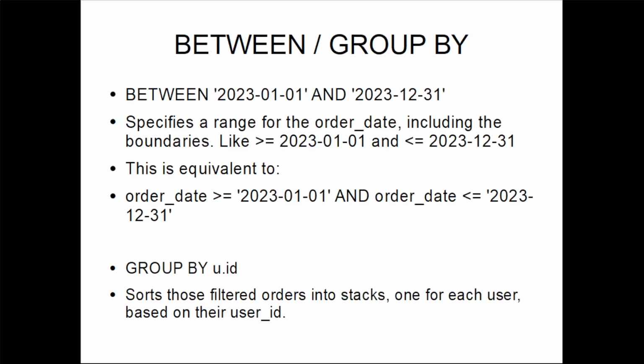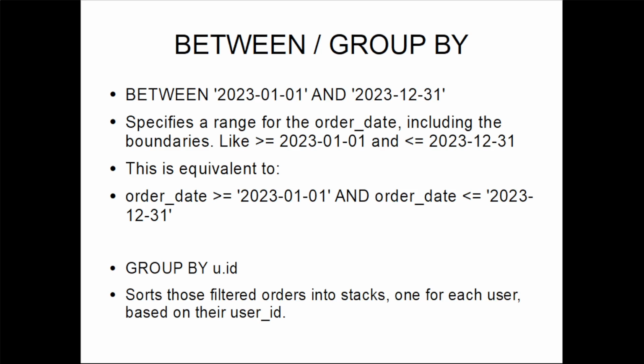Between January 1, 2023 and December 31, 2023. Specifies a range for the order_date, including the boundaries. Like greater than or equal to January 1, 2023 and less than or equal to December 31, 2023. In SQL, BETWEEN is a handy filter that zeroes in on a specific time window. It is like telling the database, only grab orders that happened in 2023.